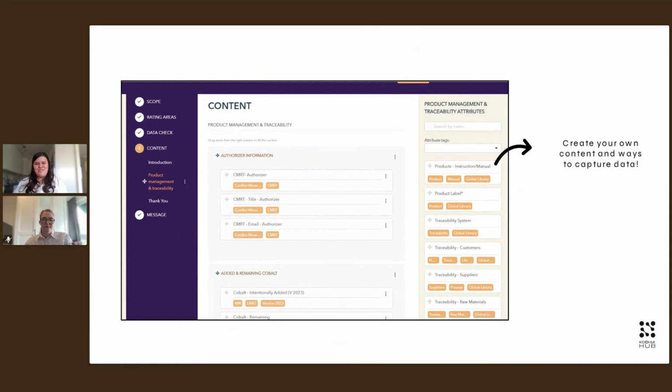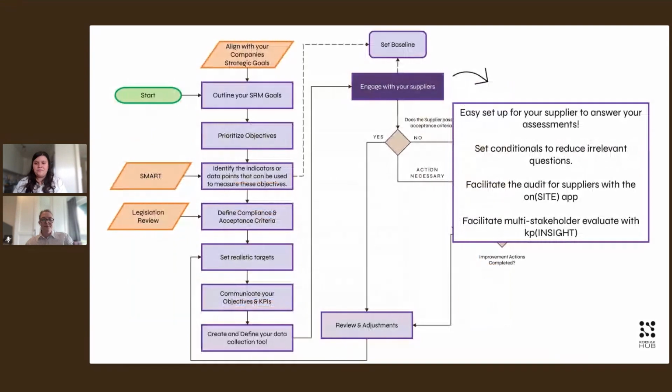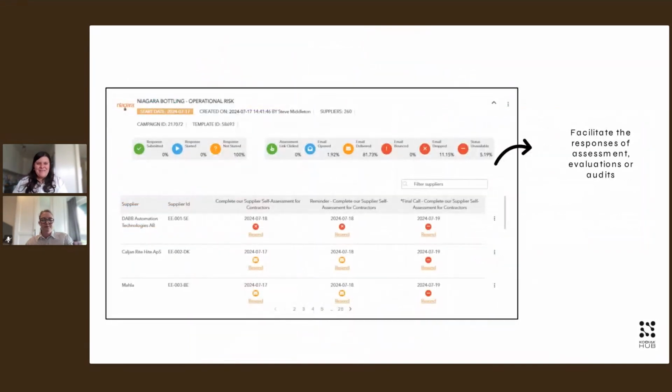If we are talking about defining your own goals and making the tools that you need to capture that data, it's very important for us that you can do that in our platform, that you have that freedom and that governance. And then, of course, you can engage with your suppliers in very easy ways. You just send that campaign and you can very easily follow up where they are in the process, resend to them if you need to reach out to them because something happened, something got lost. And this is true not only for suppliers, but also for auditors or stakeholders if you're using KP Insight.